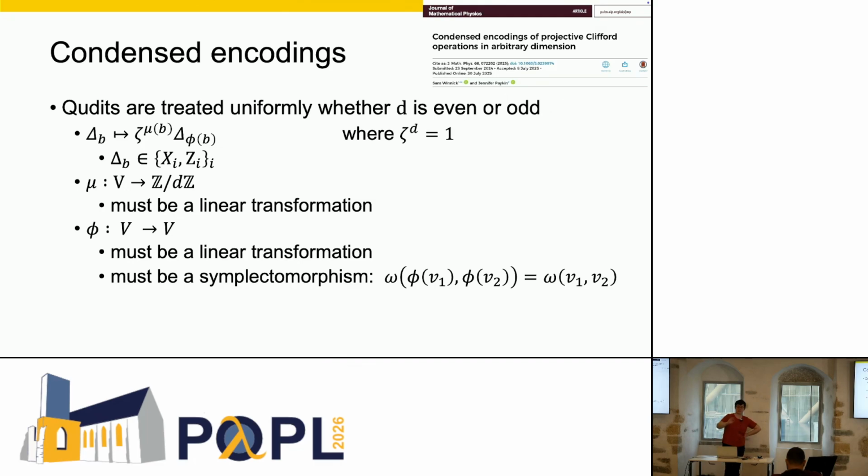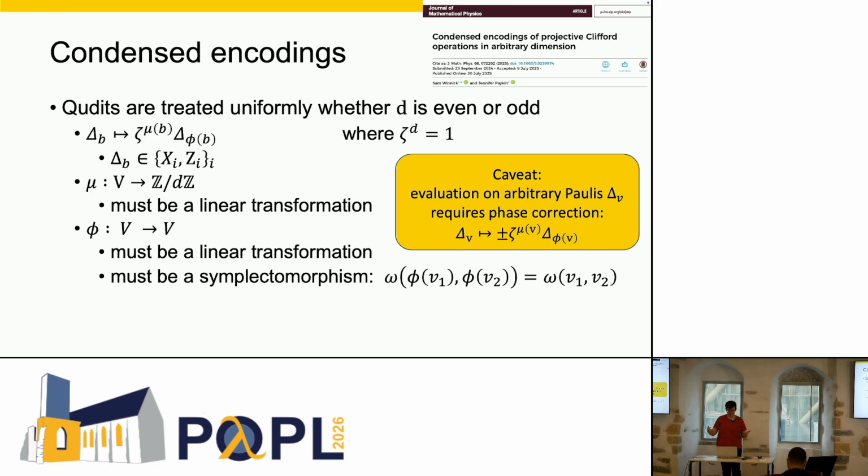OK, so with that constraint, we get these nice properties again. We have μ goes from V to the dits, right? Z mod dZ, and φ goes from V to V. And again, V is only talking about D. It's not talking about 2D in some cases. So we have these properties that μ is a linear transformation, φ is a linear transformation, and φ is a symplectomorphism. Great.